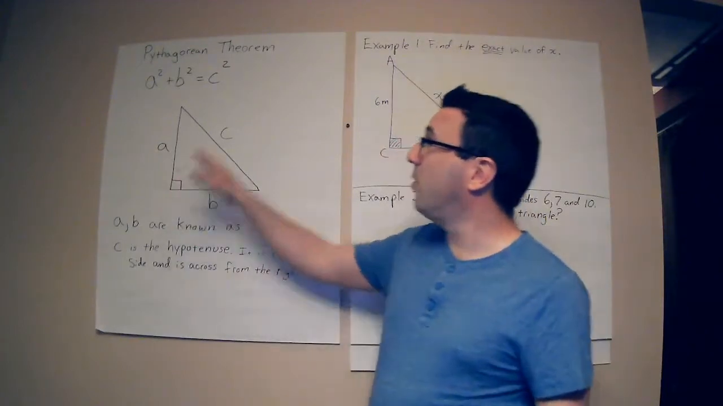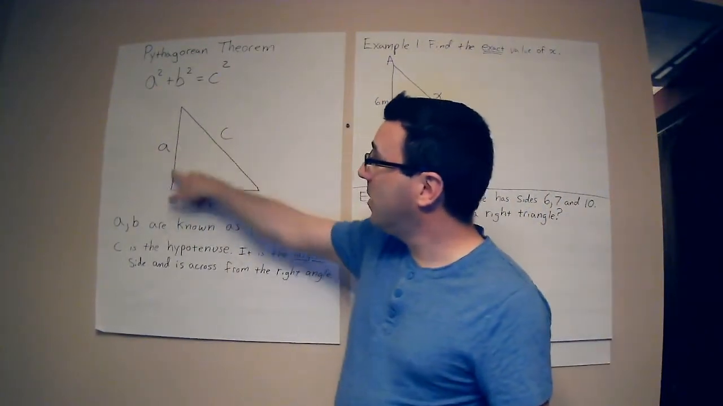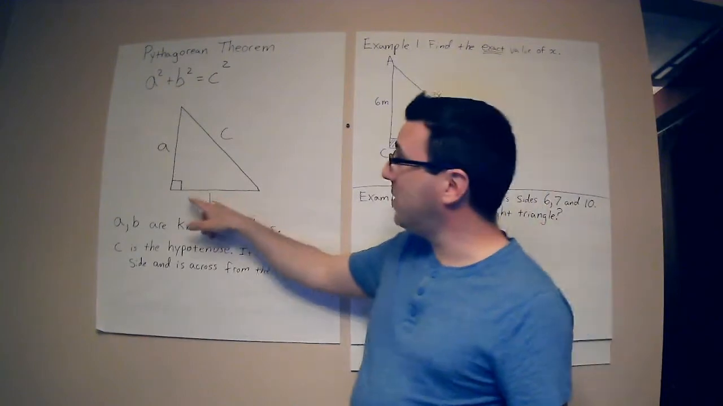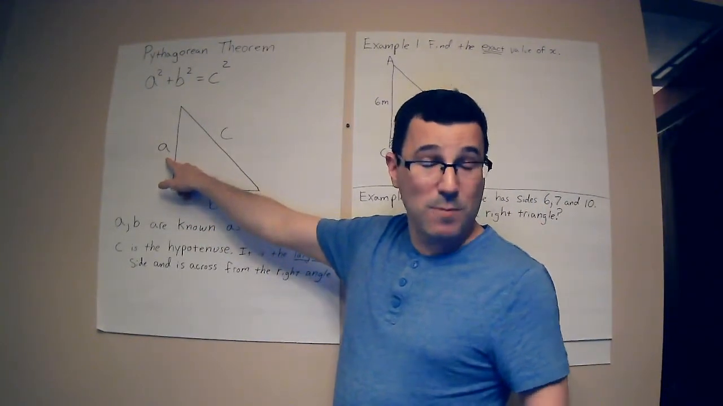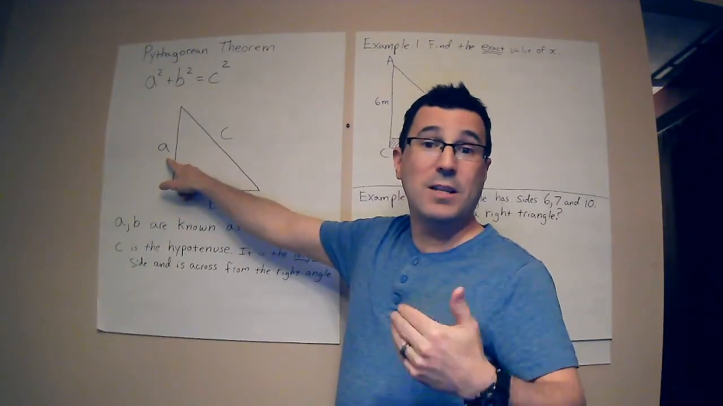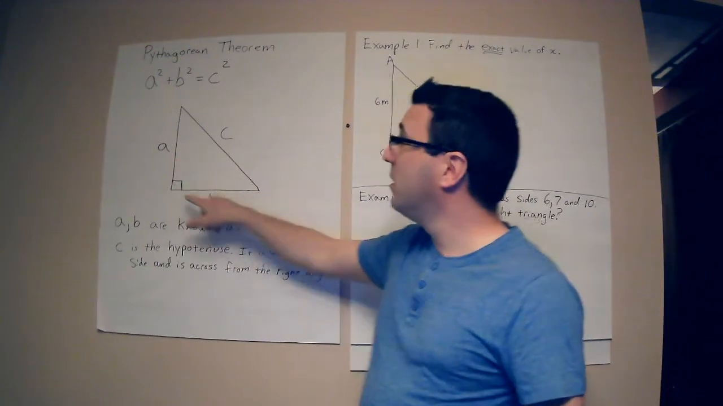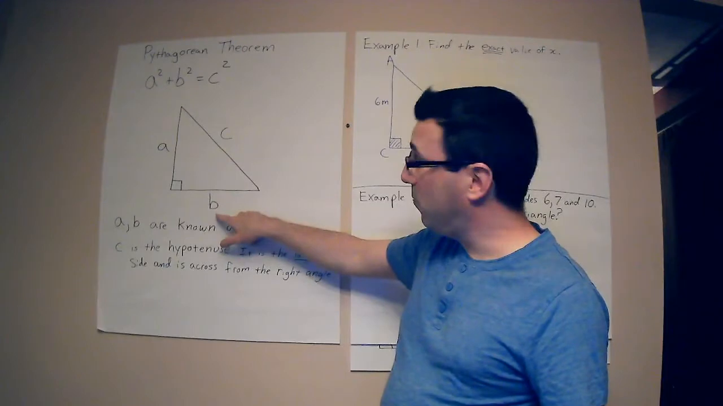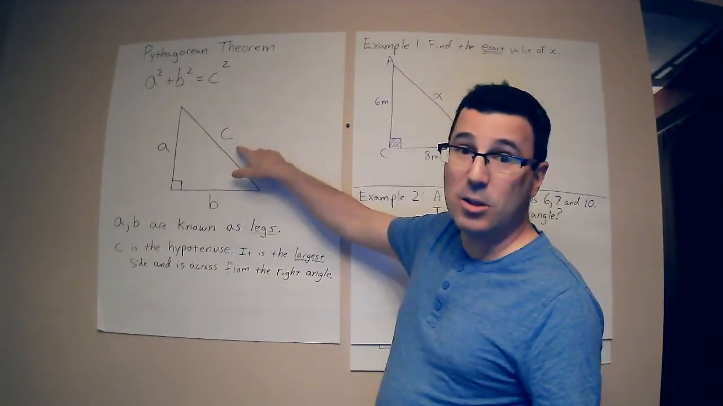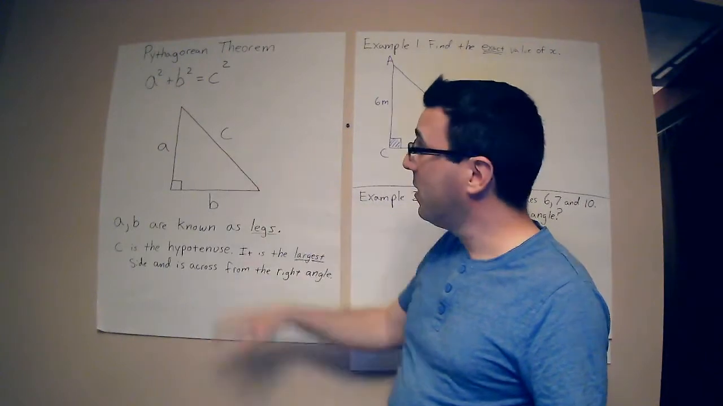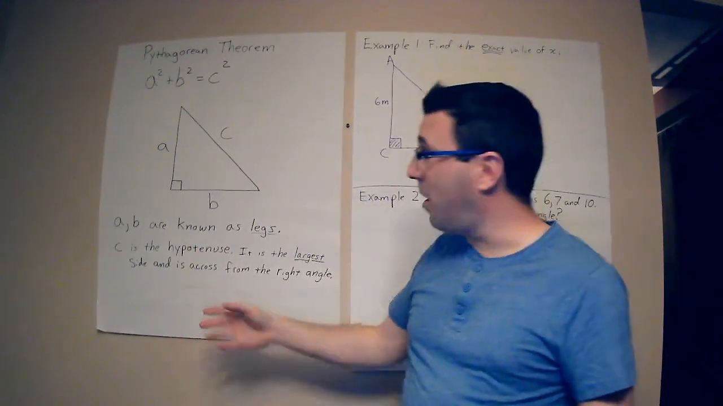So what we have here is a right triangle. Basically, whatever the value of this side is, when I square it, which remember is multiplying its value by itself, and I add it to whatever this value is squared, it's going to equal this longest side squared. Now, some terminology that you need to know.